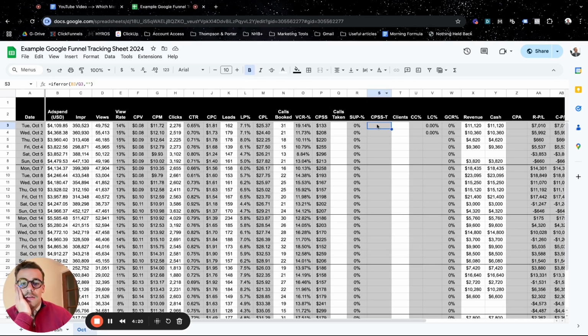So this is something that's really, really important to track as well, so you know how much you're actually paying for a live call. Because if your show rate is terrible, like 40%, 30%, whatever it is, you're going to be paying significantly more to have somebody show up live to a call. So that's something really, really important to track.